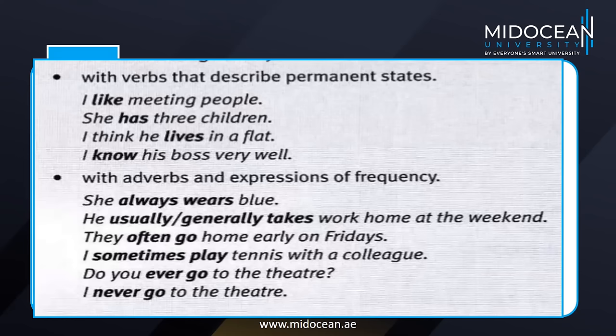What else can we use with the present simple tense? The present simple tense with adverbs and expressions of frequency, which we said are adverbs of frequency, like always, usually, sometimes and so on. So we can say she always wears blue. She always wears blue things. He usually or generally takes work home at the weekend. After always and often we use the verb conjugated as if they weren't there. So she always wears. They often go home early on Fridays. I sometimes play tennis with a colleague. Do you ever go to the theater? I never go to the theater. I have never gone to the theater at all.